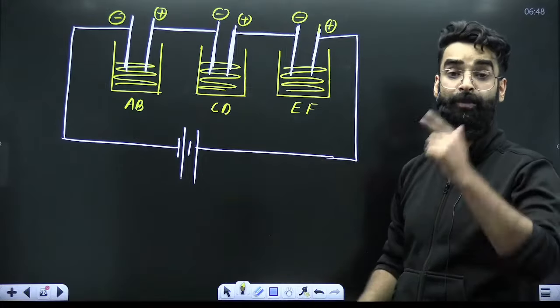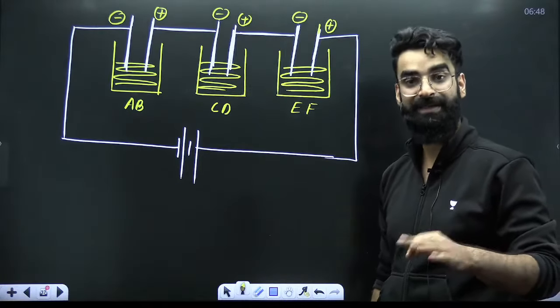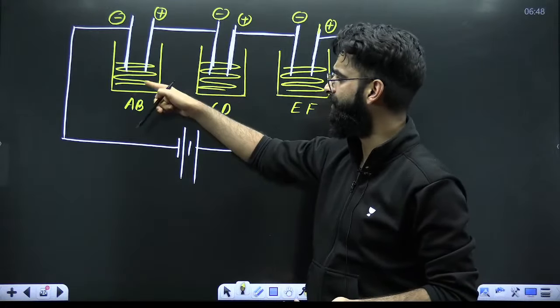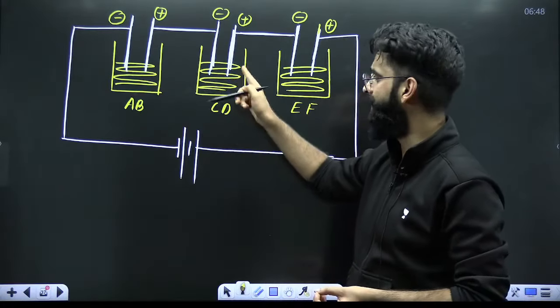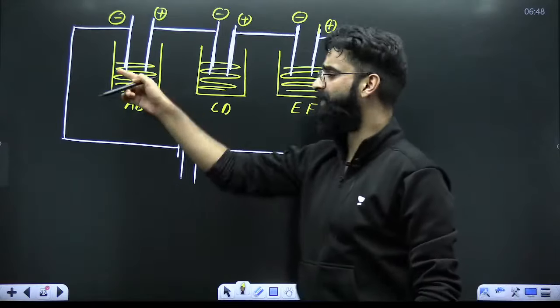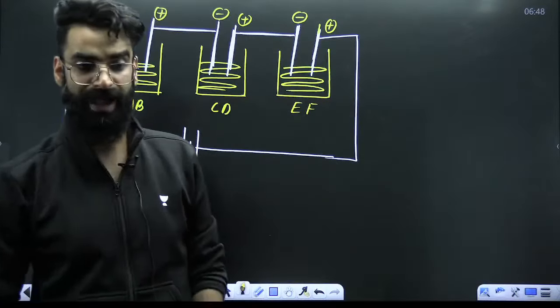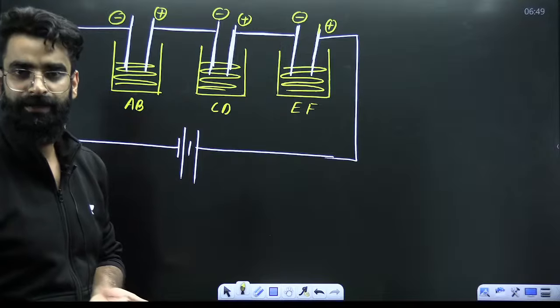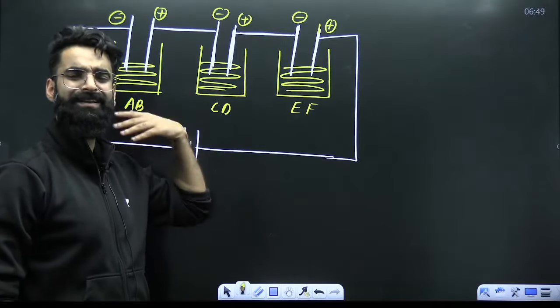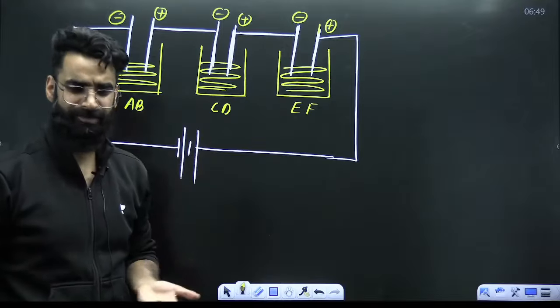And you know, in the series combination, current remains the same. So can I say the same amount of current is going into this solution? So in all the three cells, what will happen? Electrolysis will happen. Due to electrolysis, something would be happening at electrodes. Either metal will be deposited or gas will be liberated.